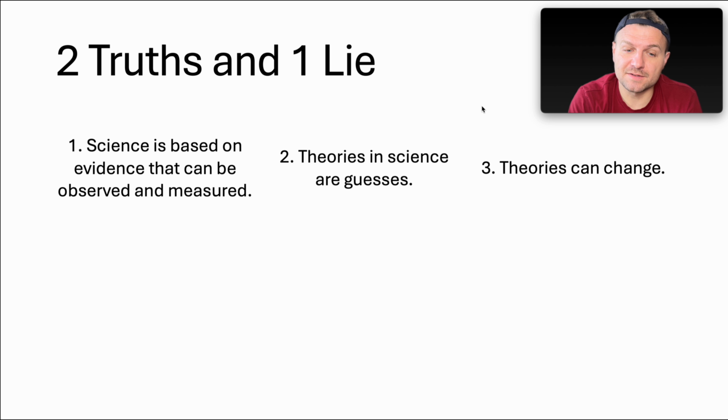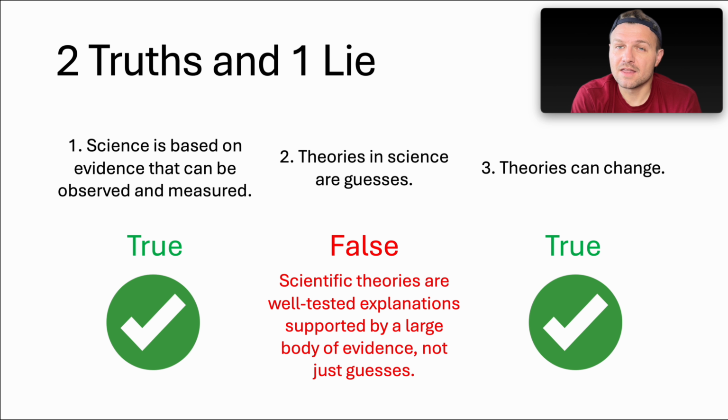Number 1, science is based on evidence that can be observed and measured. Number 2, theories in science are guesses. And number 3, theories can change. So which of these 3 statements is incorrect or false? The first and third statements are correct while the second statement is false, and let's go over why.